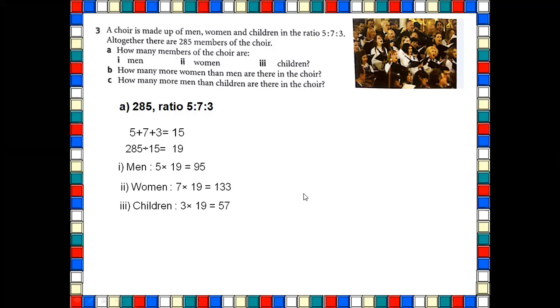So how many more women than men? As you see, the women are 133, the men are 95. We have more women. By how many? We just subtract them to know the difference between them, which is 38 women more. Thank you, Tala. Sarah, you are still unmuted, so if you're still there, you can just tell me. And let's go to the last part.